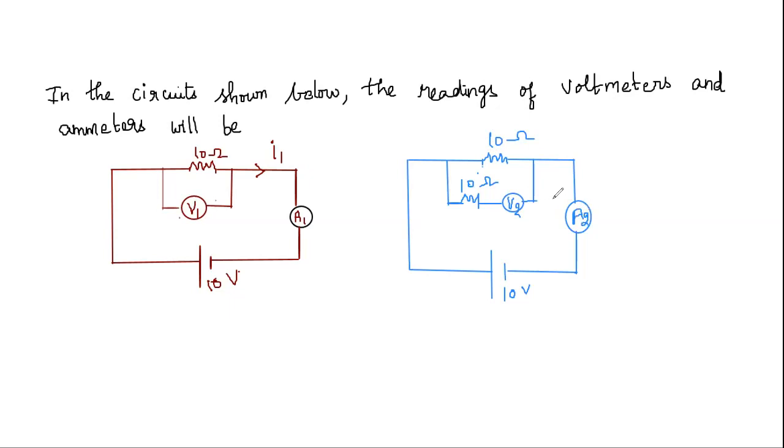And here you are having I2 as the current flowing, and I think I can mention V2 and I2 below this voltmeter so that it will be clear. So V2, this is A2. Here you are having two resistances, 10 ohm, 10 ohm, and voltmeter here, ammeter here, and a 10 volt supply here. So what are the options now? Let us see.